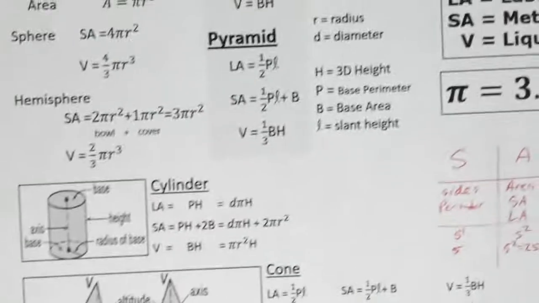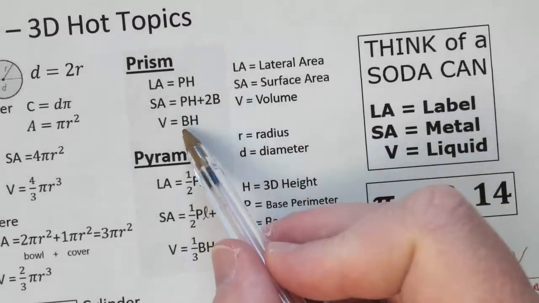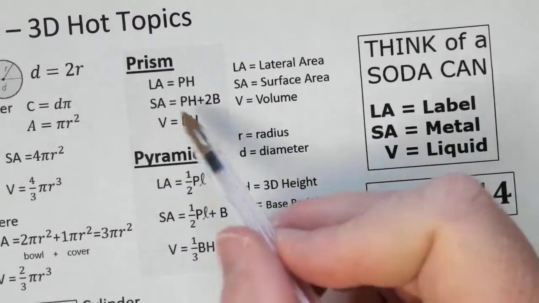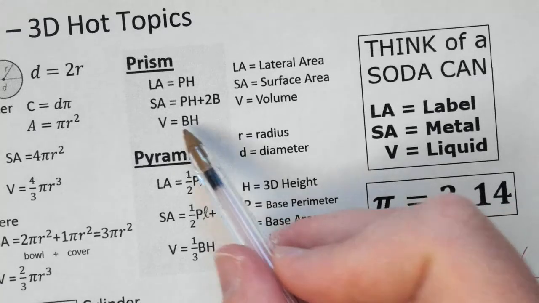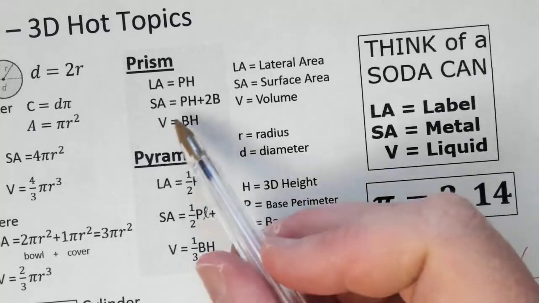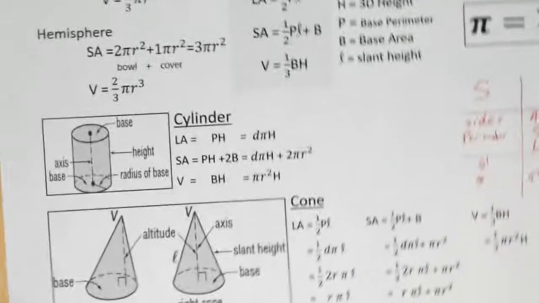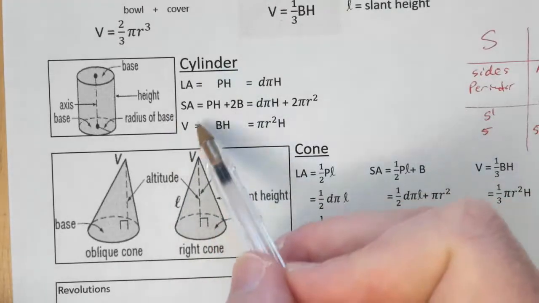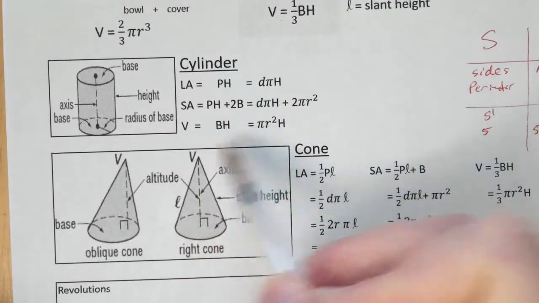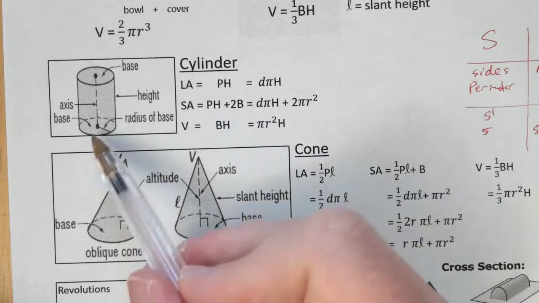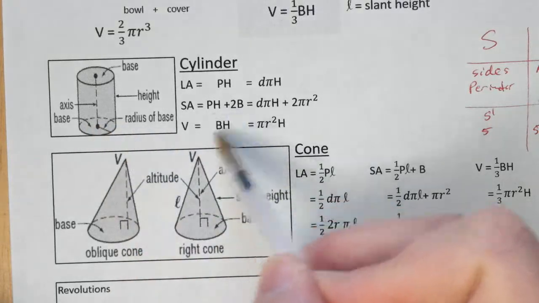Okay, and then remember, it's base area, not just the base. It's base area times the height. So whatever shape the base is times the height of the shape. So for example, for a cylinder, volume is base area times the height. So what shape was the base? A circle. And what's the area of a circle?